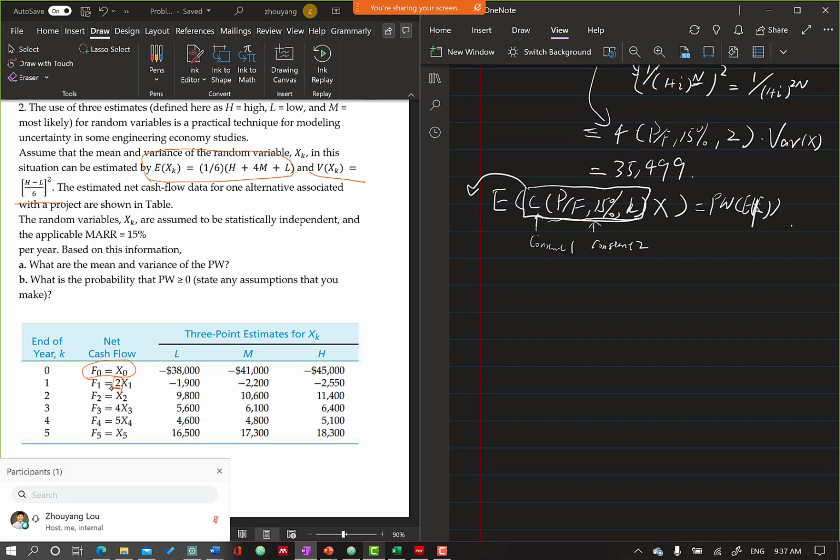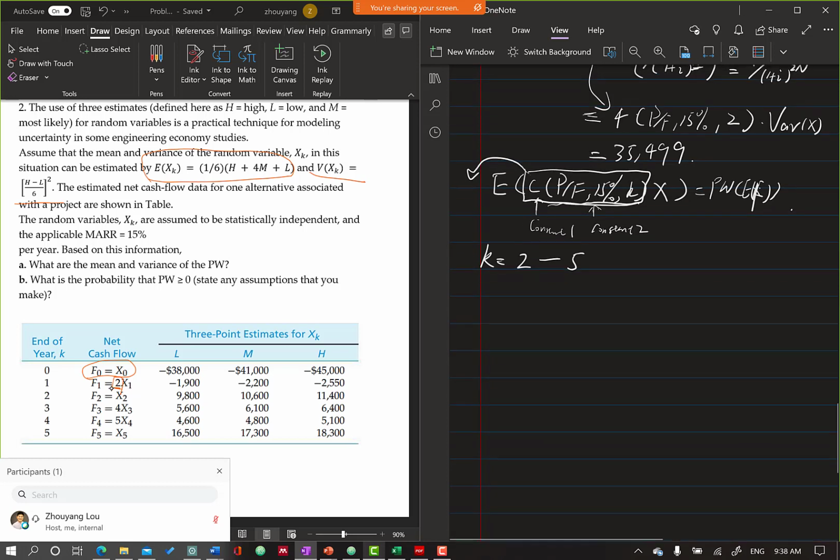Okay, so from k equals year 2 to year 5, we all see these are just different numbers, but they're just following the same spirit and idea of solving year 1. So I'm not gonna write out all steps, but instead I'm gonna give out the solutions for the expectation of the cash flow and the variance of cash flow in present worth for year 2 to year 5.